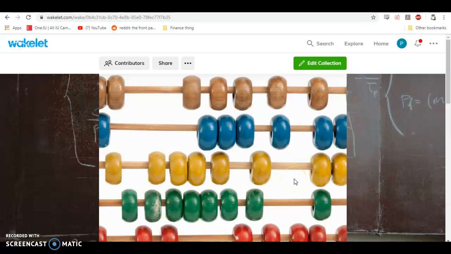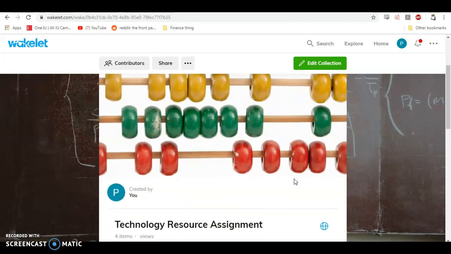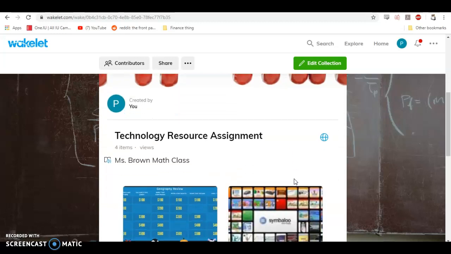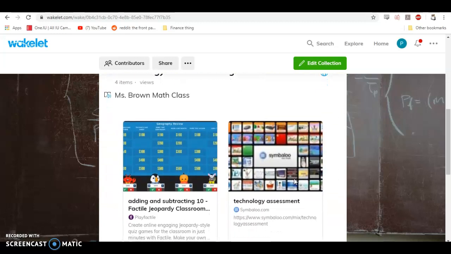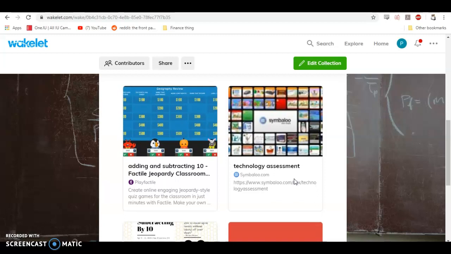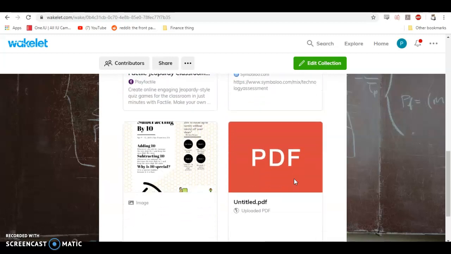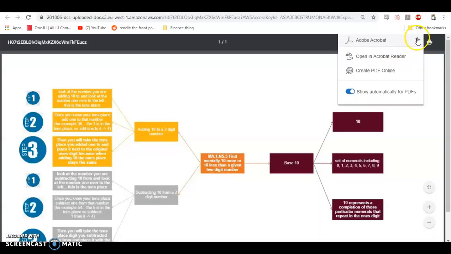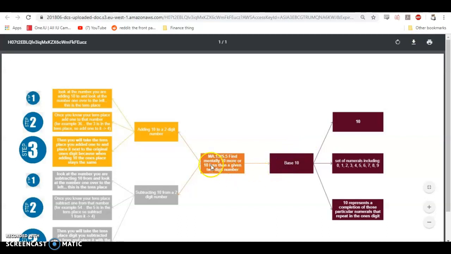Okay, so this is my Wakelet for the technology resource assignment. The standard I decided to choose was a math one for first grade. Right here is a concept map, and it says the standard right here, so it's MA1 NS5: find mentally 10 more or 10 less than a given 2-digit number.